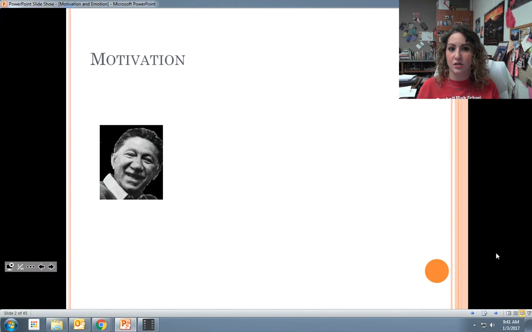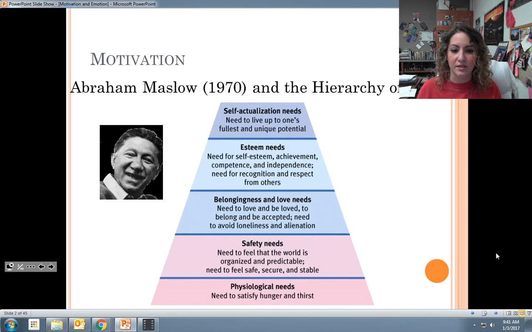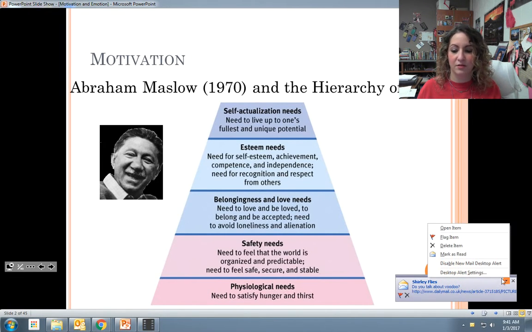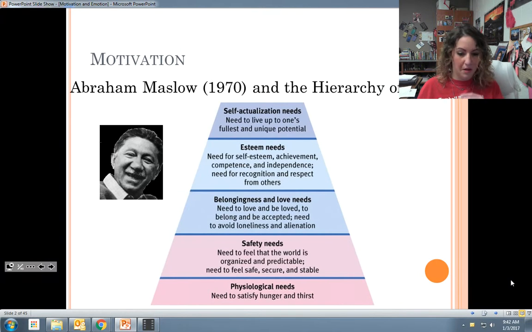So I kind of mentioned Maslow's hierarchy of needs, and here it is on the screen. Everyone starts at the very bottom of the pyramid, and we need to talk about moving up the pyramid. We have physiological needs that we need to satisfy first before anything. We need to have food and water, and we need to stay alive. Once we have those met, then we move on to safety needs. We need to feel safe and secure.